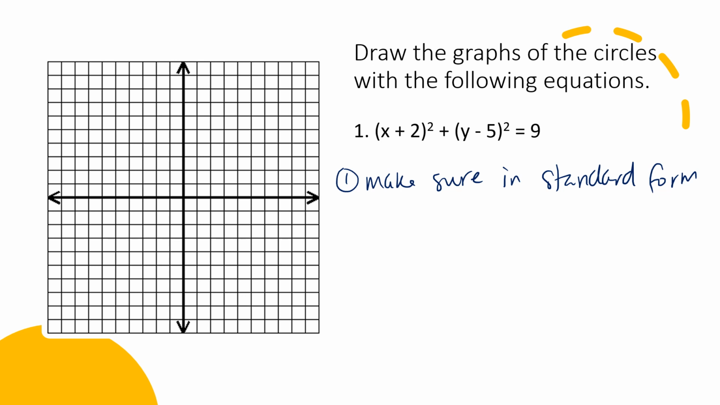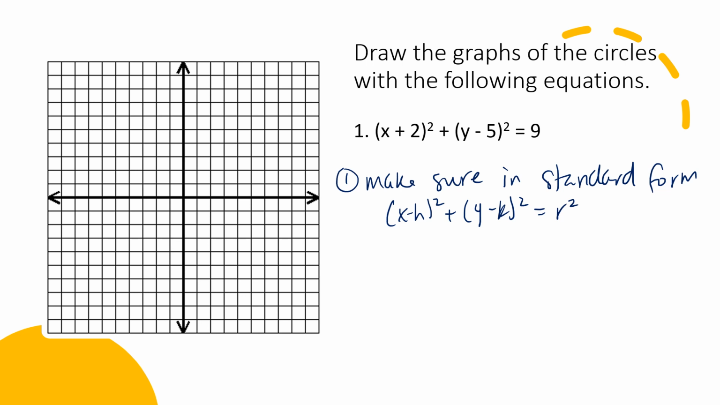In standard form, that means that on the left-hand side, where your squared binomials are, there are no numbers outside of the parentheses. So keeping in that form of (x minus h) squared plus (y minus k) squared equals r squared. Okay, so we want to make sure it's in standard form.